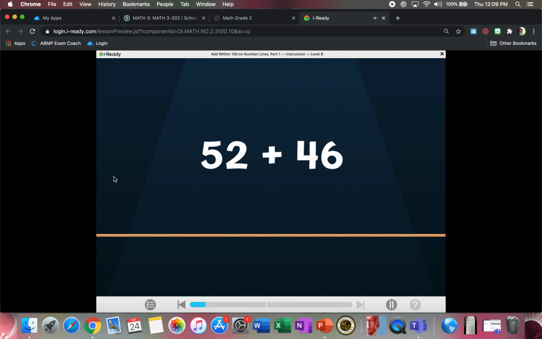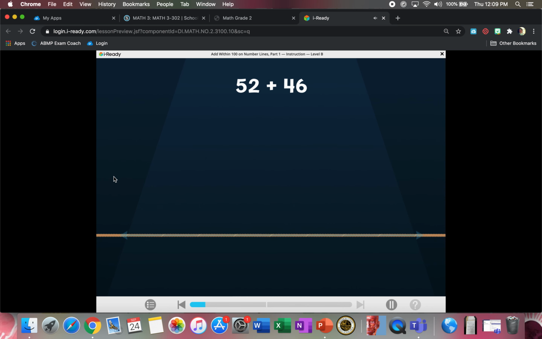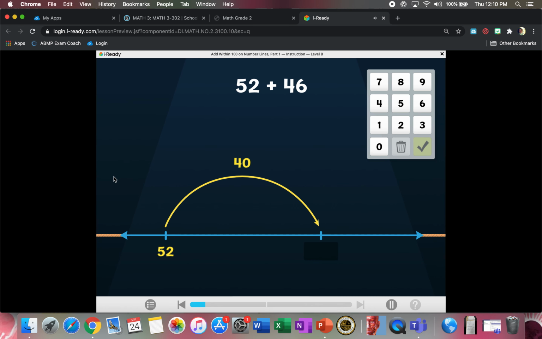Let's find 52 plus 46 using a number line. We'll start at 52 and add on the tens and ones from 46. There are 4 tens in 46, so the first jump is 40. What is 52 plus 40?